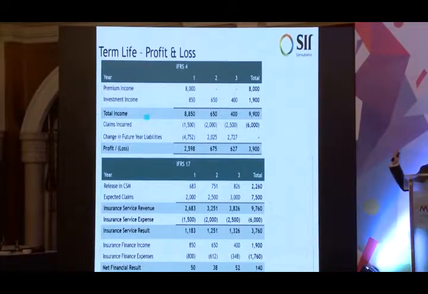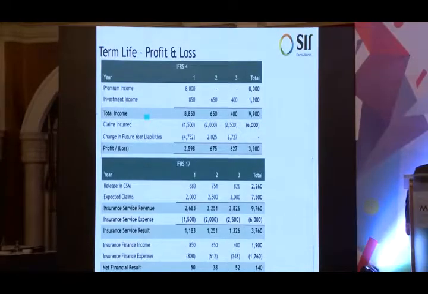Here I have a simple illustration of what is being done today under IFRS 4 in the top table, and at the bottom I have what it might look like under IFRS 17. So today what we do is we start with the written premiums in the year in which we receive them. We add to that the investment income to arrive at the total income, and then we subtract the claims and adjust for change in future liabilities to arrive at the profit and loss.